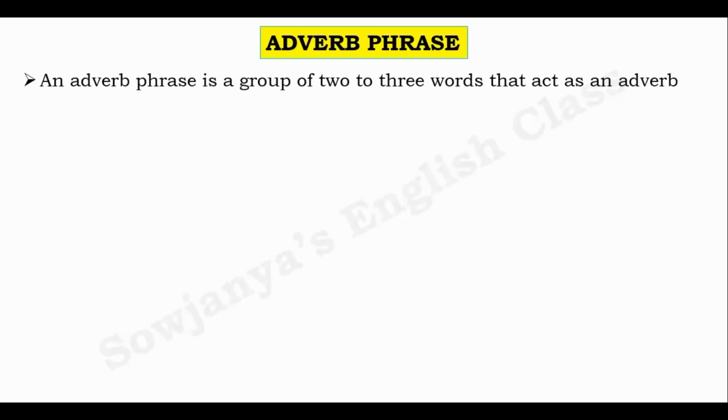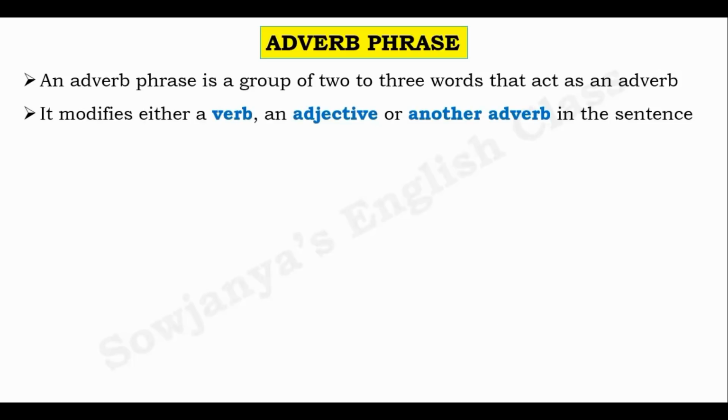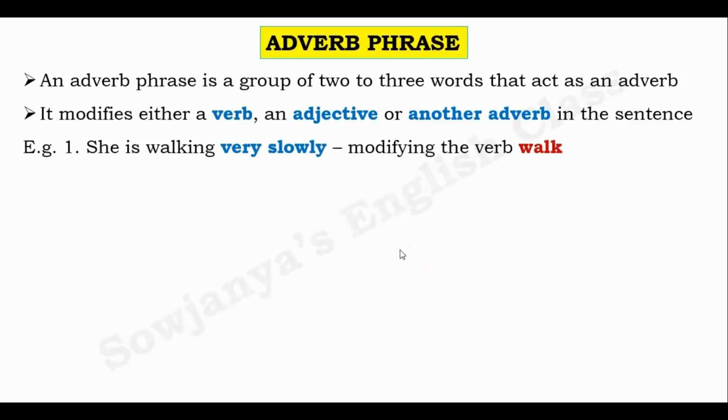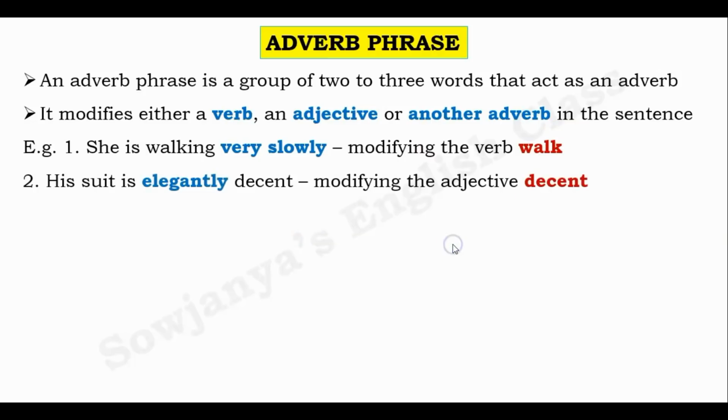Next one is adverb phrase. An adverb phrase is a group of 2 to 3 words that act as an adverb. Okay. So, what is the function of an adverb in a sentence? It modifies either a verb, an adjective, or another adverb in the sentence. Exactly like that, an adverb phrase functions. And examples, she is walking very slowly, modifying the verb walk. How does she walk? Very slowly. His suit is elegantly decent, modifying the adjective decent. How decent is it? Elegantly decent.